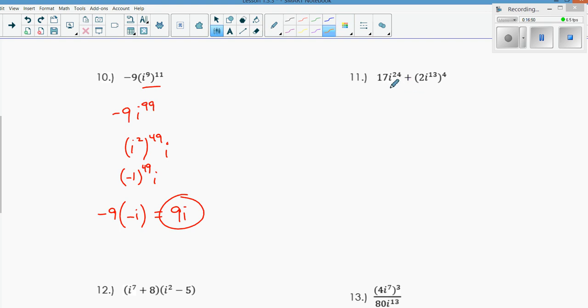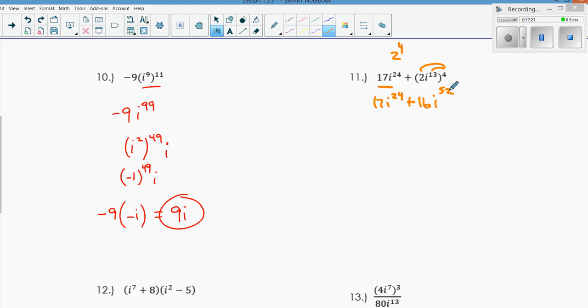Okay, order of operations. Before I do anything with this, I'm actually going to distribute over here. Remember, this 4 has to go to the 2 and to that 13. Okay, so I'm going to drop down 17i to the 24th plus 2 to the 4th would be 2 times 2 is 4 times 2 is 8 times 2 is 16. 13 times 4 is 52. Okay, remember, when you multiply by 4, it just means you double twice. So 13 doubled is 26, doubled is 52.